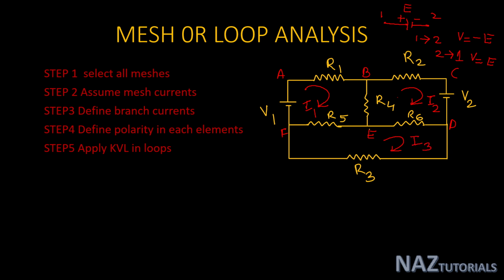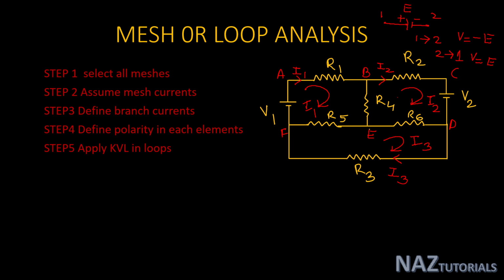Okay. Now define the branch currents. If you see, one branch is AB. According to the assumed mesh current direction, this branch current is I1 from A to B, and this branch BC current is I2 from B to C, and this branch DF current is I3 for R3. These are the individual branches that have only one current flowing. So these currents are defined by I1, I2 and I3.